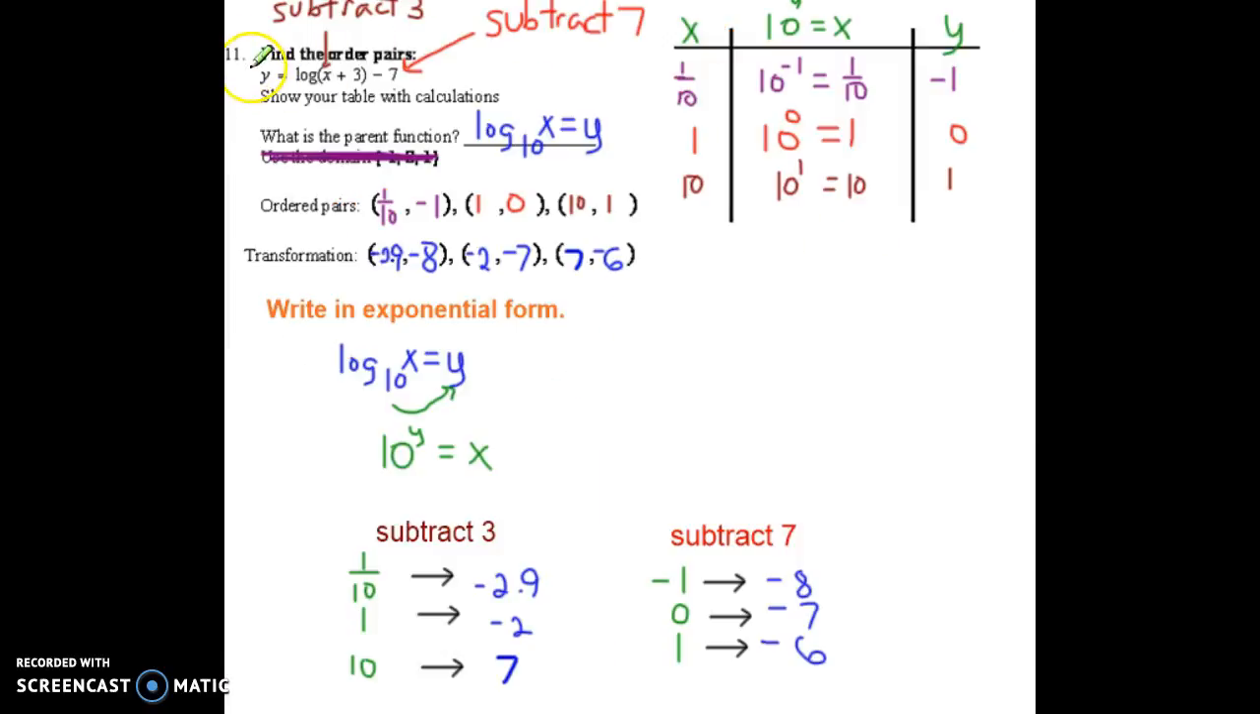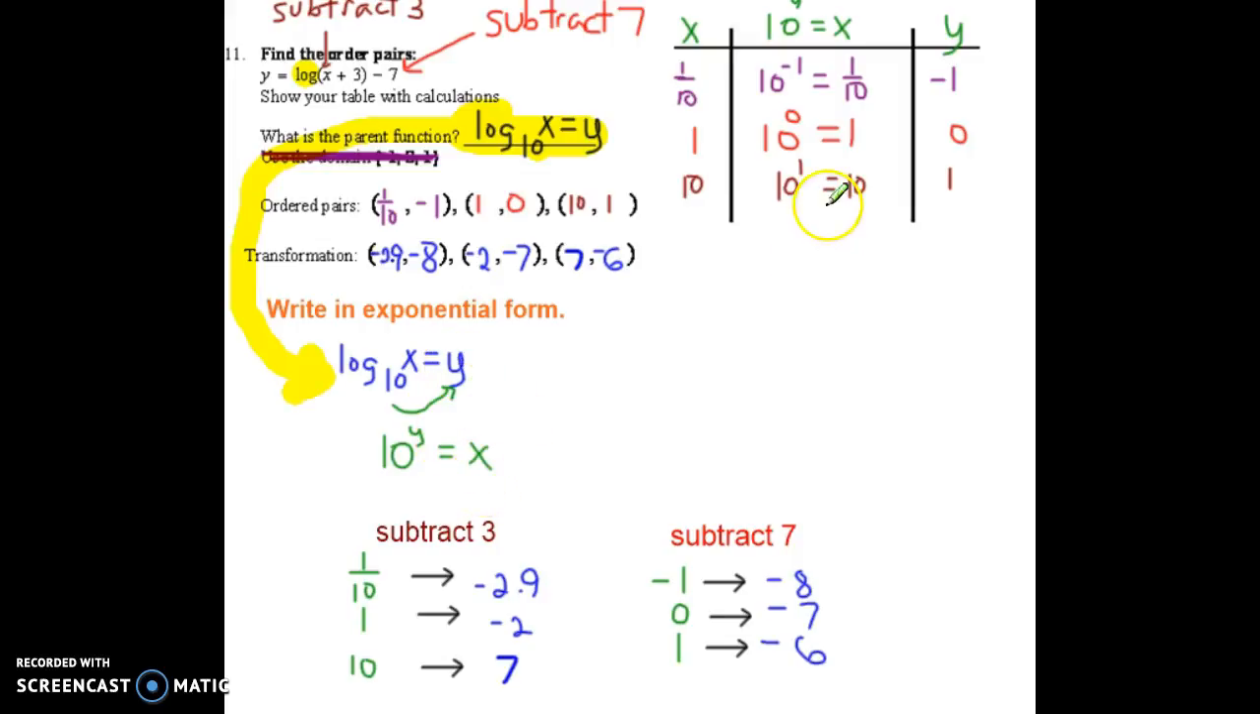In problem number 3, I am going to graph this log and then do my transformations. But first, I'm going to start with the parent function. It's the most basic function. I have a common log here. That means my base is 10. So y equals log base 10 of x. And I'm going to take this parent function and switch it around to make it exponential. So I have 10 to the y power equals x.